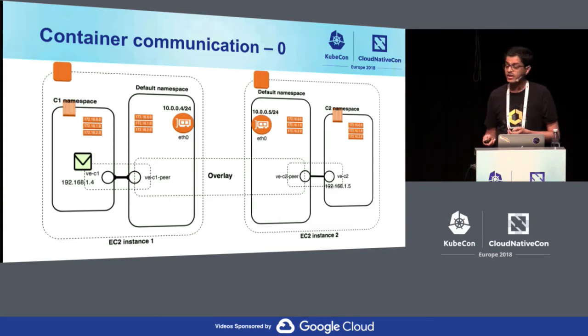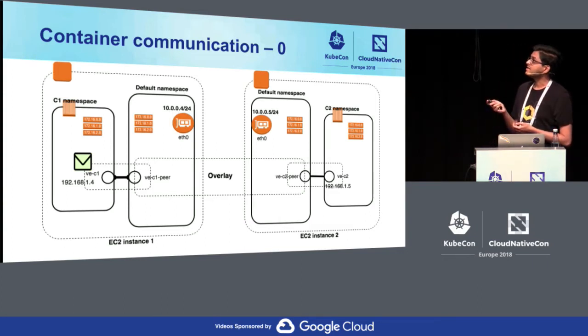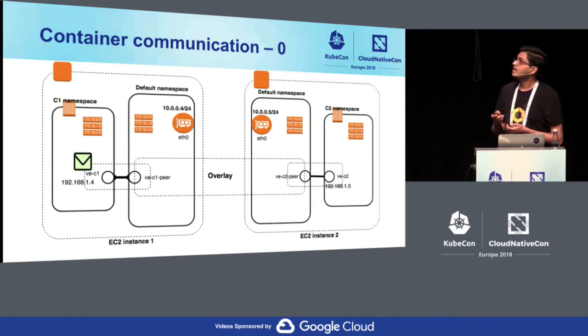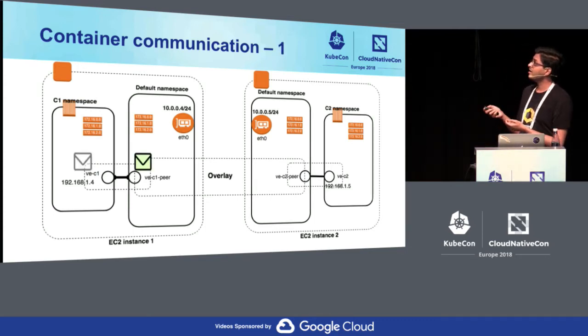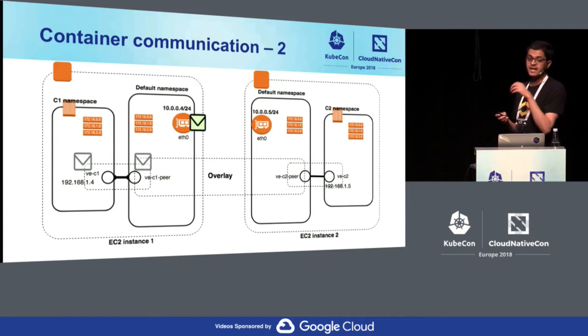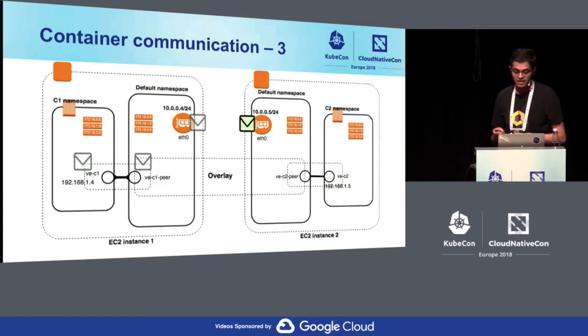So here, C1 wants to send a packet to C2, and the very first hop for the packet is the virtual Ethernet pair, and the next hop for the packet is the overlay network, which is the virtual Ethernet device, the peer of the one on which the packet was sent from. And then something interesting happens. The proxy will still forward the packet through H0, and then eventually the packet ends up on the other host, assuming these two hosts are connected.